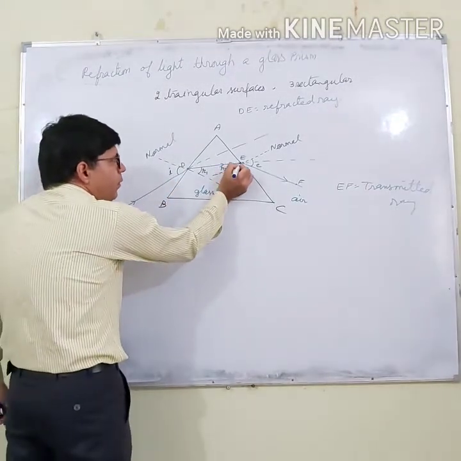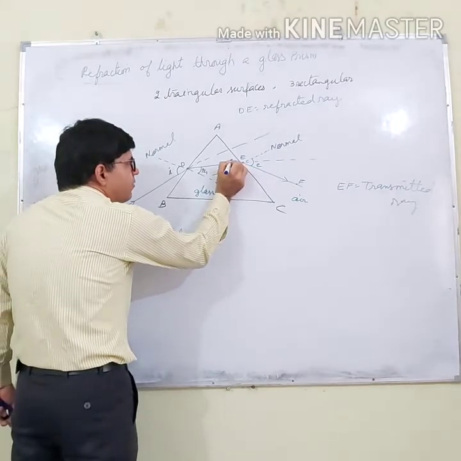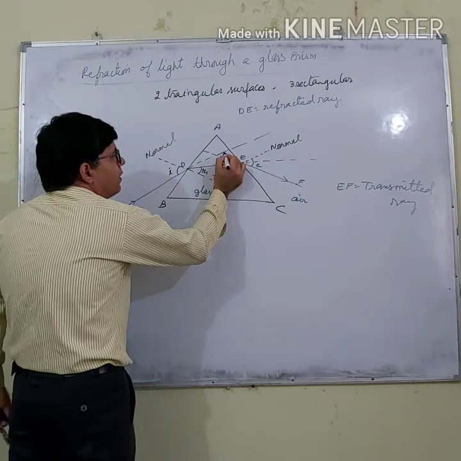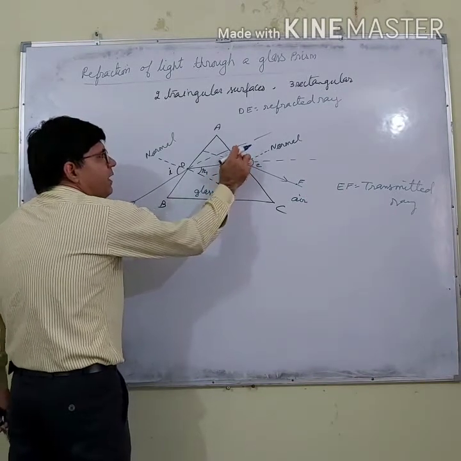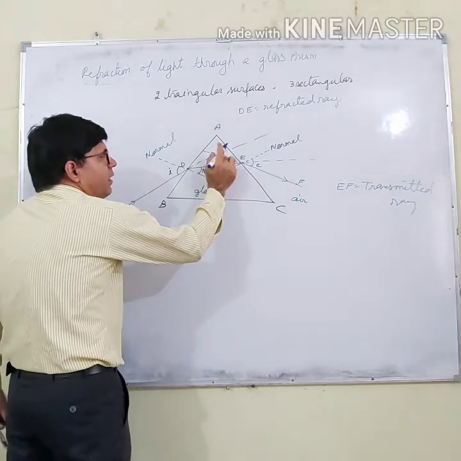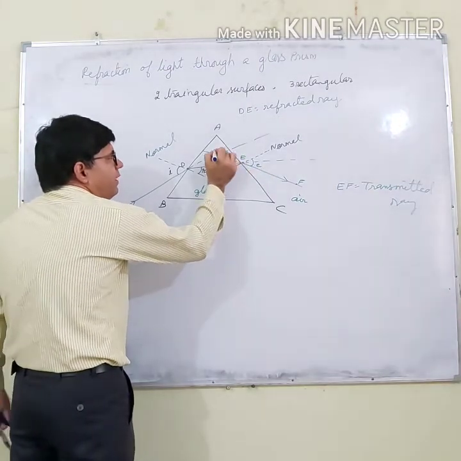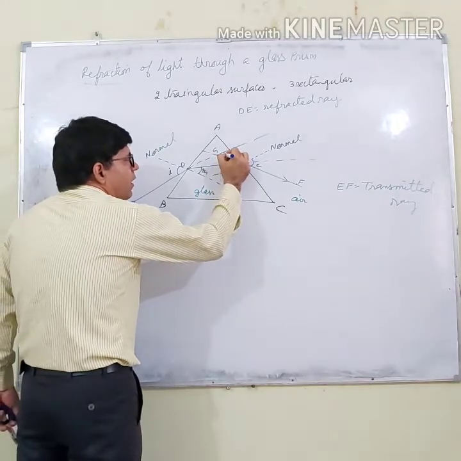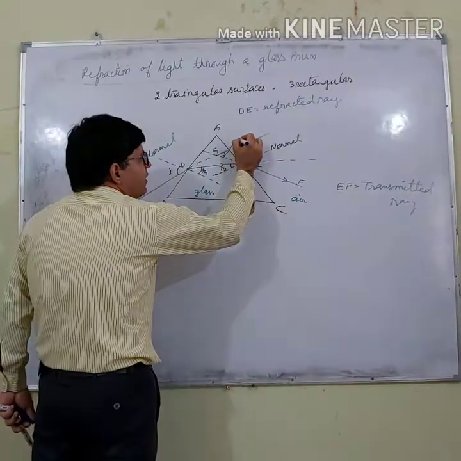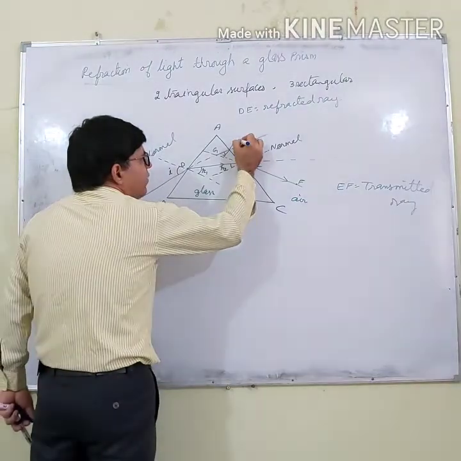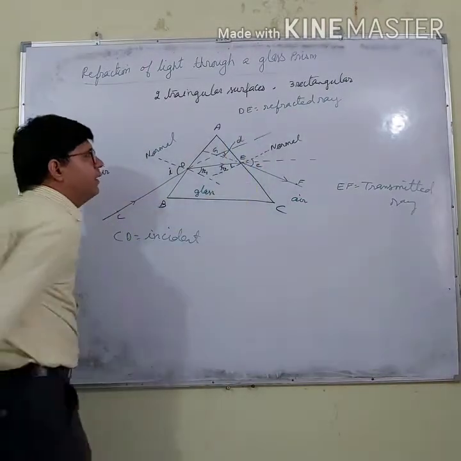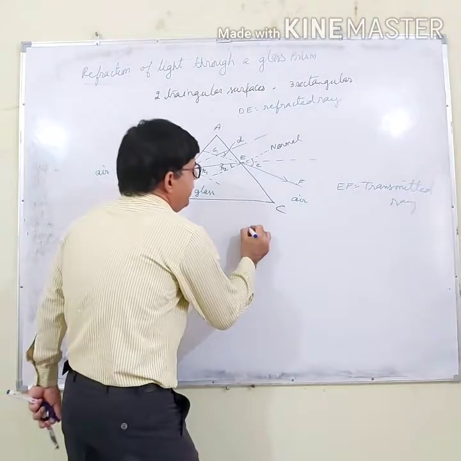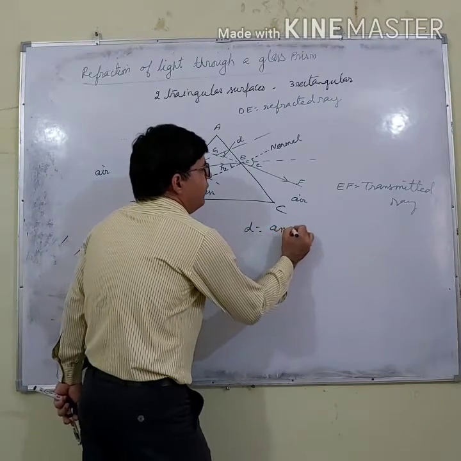Now, if I produce the transmitted ray in the backward direction, what will happen? It will meet the incident ray, and let us say this point is G. Now this angle is called the angle of deviation. Let us say I am representing the angle of deviation by small d. So this angle is the angle of deviation, where d is the angle of deviation.